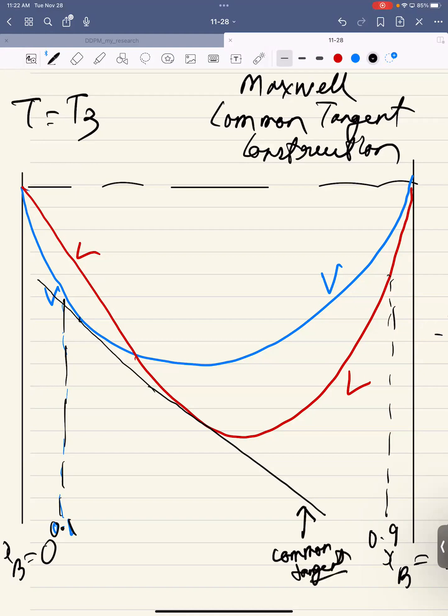Why do we care about this common tangent? A tangent is given by its slope, right? That's what characterizes a tangent. Slope of what? What is the curve that we plotted here? It is free energy, right? So we are talking about the derivative of the free energy. The slope here is the derivative of the free energy with respect to concentration. Does it have a name?